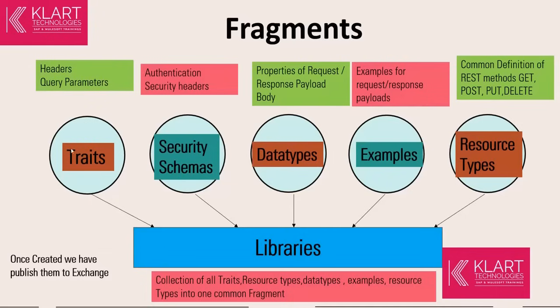So traits. What is the use of the traits fragment? As we see in our RAML, we have common header parameters for all the methods, right? The client ID, client secret, X correlation ID. So all these 3 headers are common for all the methods in our RAML. To have all the common headers in one place, we have a fragment called traits. By using traits, we can capture all the common headers or any common query parameters. We can capture headers and query parameters in a separate trait, and then we can use this trait in our main RAML specification.